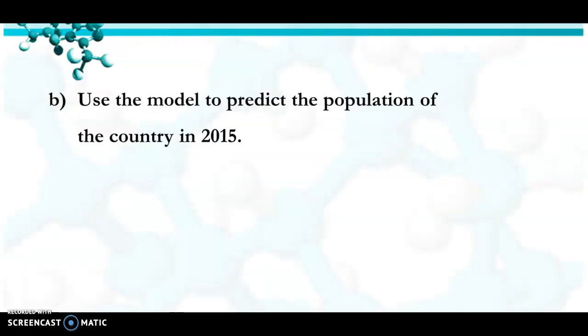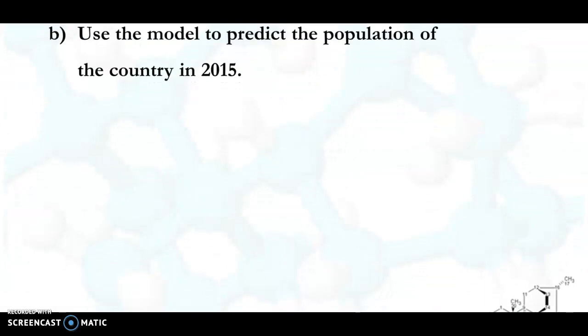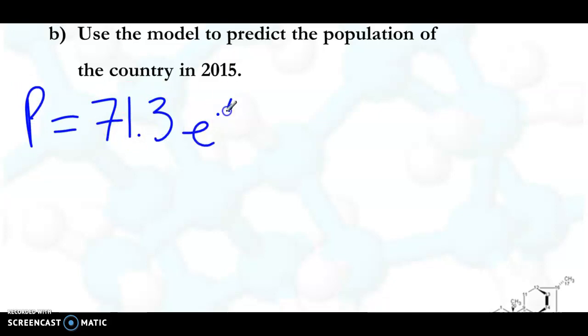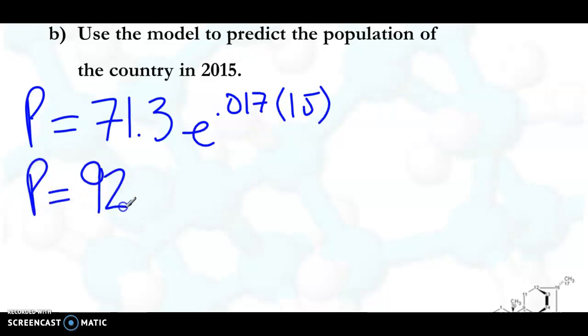And the last, use the model to predict the population of the country in the year 2015. So we want to know, what is the population when we start with the 71.3 million, e to the 0.017, but it's in 2015. So how many years after 2000 is that? Well, that's 15 years after the year 2000. And through simple substitution, we get 92.01 million.